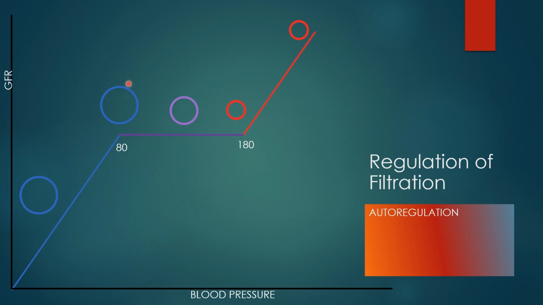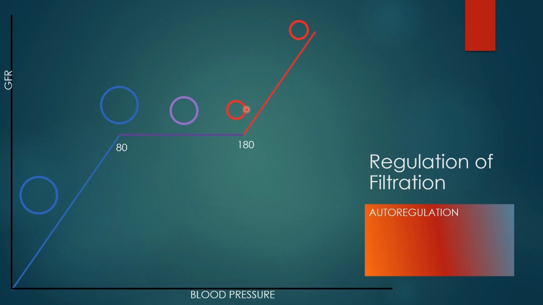So what's going to happen? My blood vessel here is going to start to constrict. It's going to get smaller, smaller, smaller. Even though my blood pressure has gone up dramatically, from 80 to now 180, my GFR really isn't changing at all. Why? Because I've decreased my blood vessel size, and so my kidneys aren't seeing all that extra blood pressure just yet.